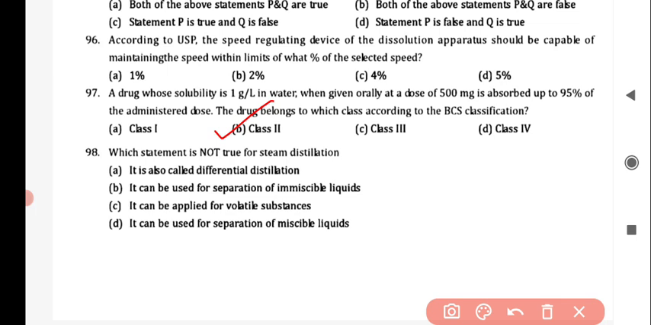Next question: which statement is not true for steam distillation? And the correct answer is option D, that is, it can be used for separation of miscible liquids.